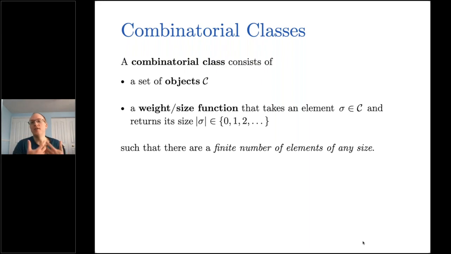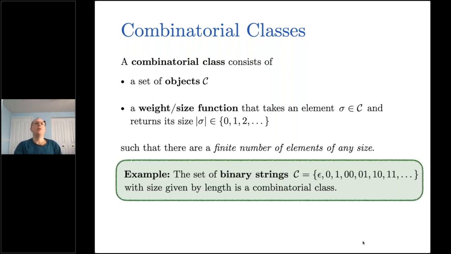And since we're going to be counting things, we need to know that there are a finite number of elements in the class of any size. I don't want to be counting things and then say that there are an infinite number of objects of size 2. That's not good for counting. I don't want to have any infinities here. So my whole set of objects could be infinite, but if I look at those of any size, I need that to be finite.